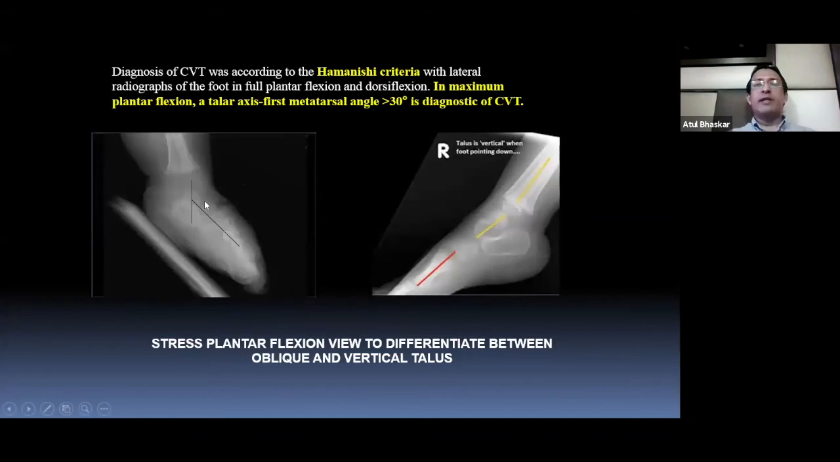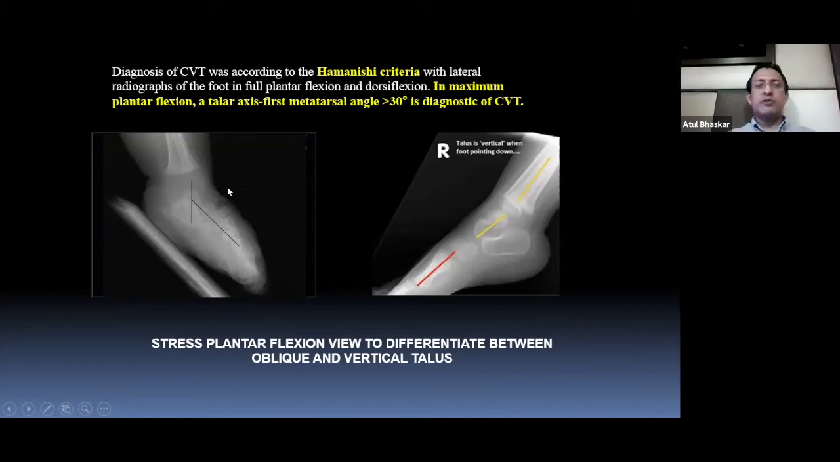So typically for vertical talus, the stress plantar flexion view is key. In a stress plantar flexion view, you will find the talar line, the mid-talar line, and the first metatarsal axis are parallel. So they will be collinear, whereas in a true vertical talus, you will find there is an angle between the talus and the first metatarsal base. And if this angle is more than 30 degrees in plantar flexion, it is diagnostic of congenital vertical talus. So this is a key X-ray to take, a stress plantar flexion view.